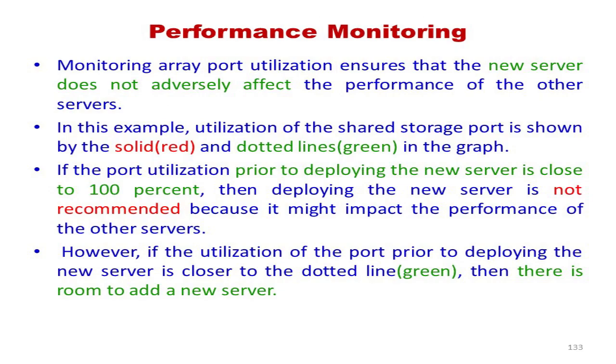In this example, utilization of the shared storage port is shown by the solid red and dotted green lines in the graph. If the port utilization prior to deploying the new server is close to 100%, then deploying the new server is not recommended because it might impact the performance of other servers. However, if the utilization of the port prior to deploying the new server is closer to the dotted green line, then there is room to add a server. So you have a performance monitoring example, array port utilization with servers and storage arrays.